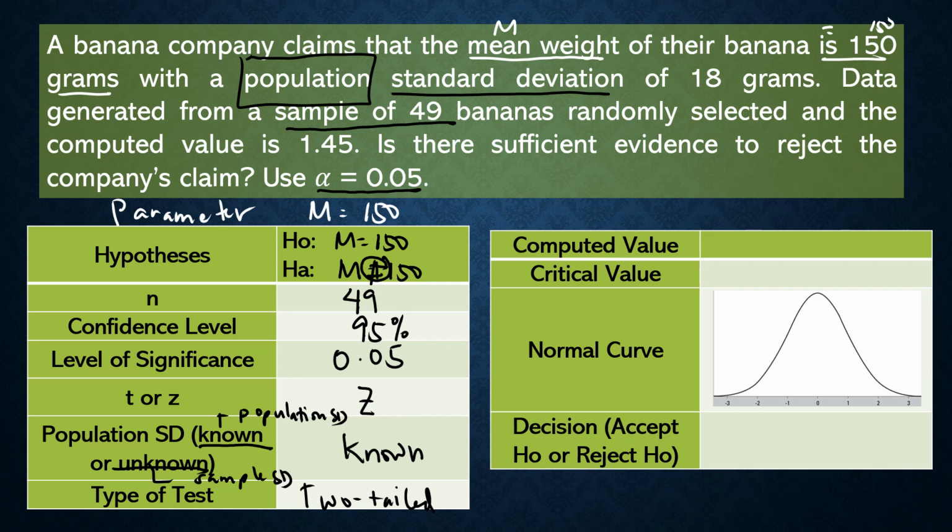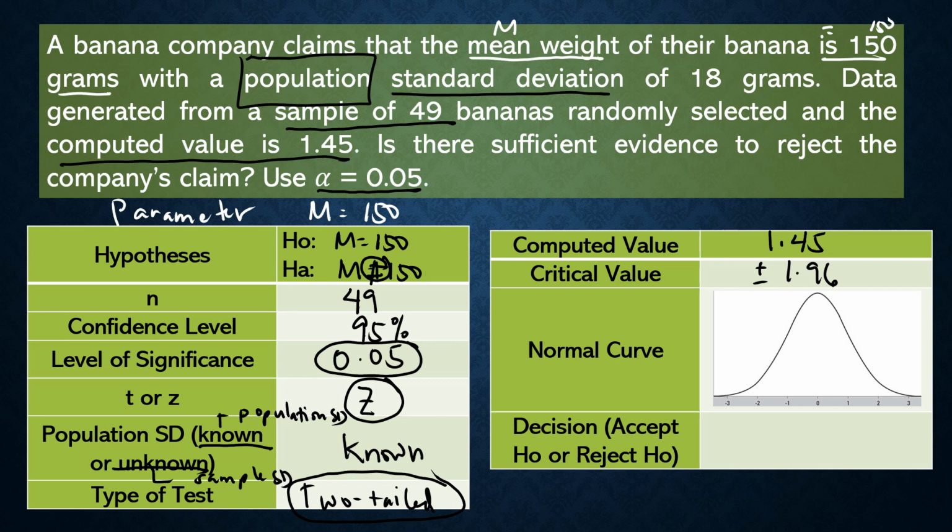Now, for the computed value, it is given. The computed value is 1.45. Now, for the critical value, you're going to take a look at the t-distribution table. On the bottom part, you're going to see the z. Since we have z, you're going to check if it is one-tailed or two-tailed. Since it is two-tailed, you're going to look at two-tailed, 0.05. As you can see, z, two-tailed, 0.05, the critical value is 1.96. However, since this is not equal, our critical value is positive and negative 1.96.